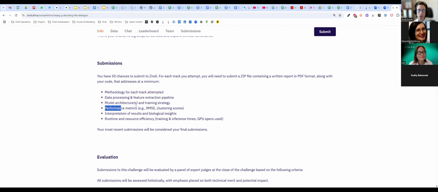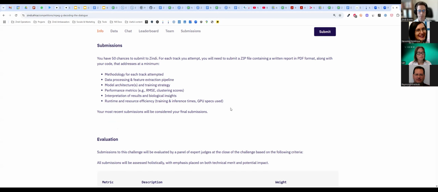You need to include the performance metric that you chose to use, the scores that are being output. We need you to include interpretation of results and insights. And then we need a small report on your runtime and resource efficiency. So that would be training and inference times at a minimum, as well as the specifications of your GPU or CPU. And we will take your most recent submission as your final submission. So you are welcome to make repeated submissions. The one closest to the close date of the challenge is the one that you will be scored.